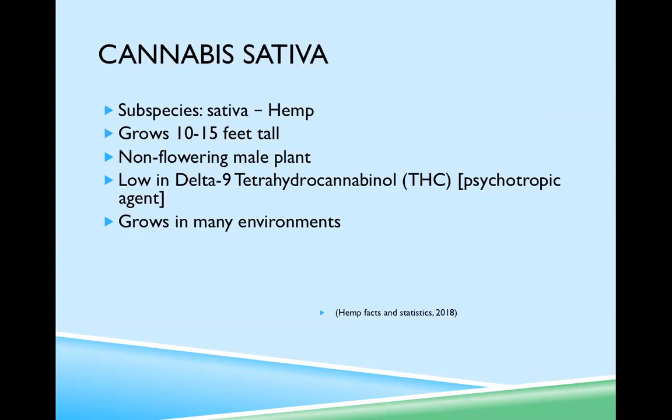Cannabis sativa, hemp or industrial hemp, is a tall, slender plant known for its long fibers. It usually grows 10 to 15 feet tall. It's a non-flowering male plant. It's low in delta-9 tetrahydrocannabinol, known as THC, which is a psychotropic agent. It's also inherently higher in CBD or cannabidiol. It also grows in many different environments.